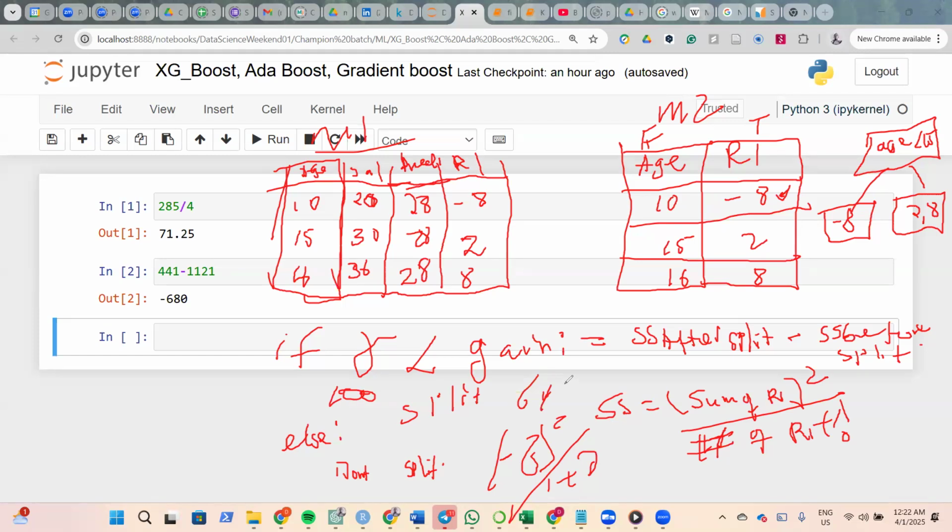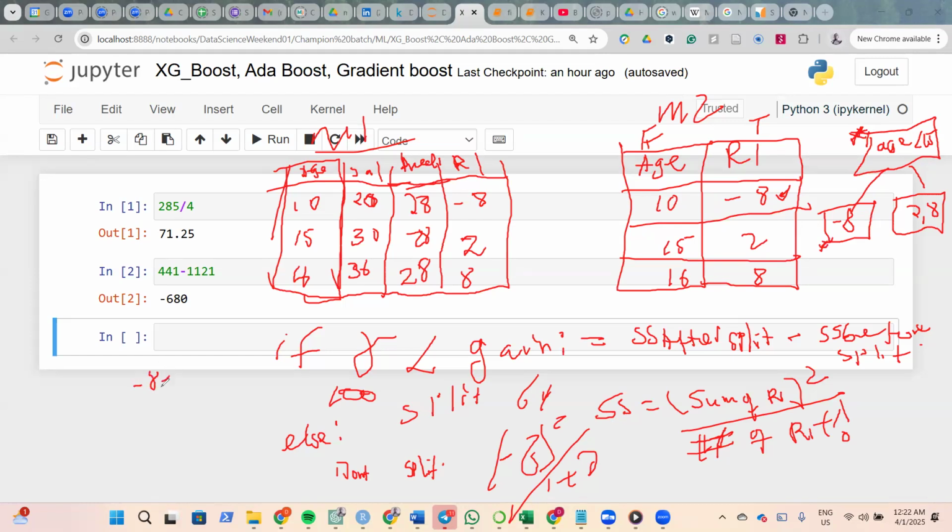And so it's going to check. This is the sum of residual after split. This one gives you after split. Before split, what was the residual? Before I made this split, what was the residual at this level before I split? Because I'm calculating the residual now at this level. What was the residual at this level?